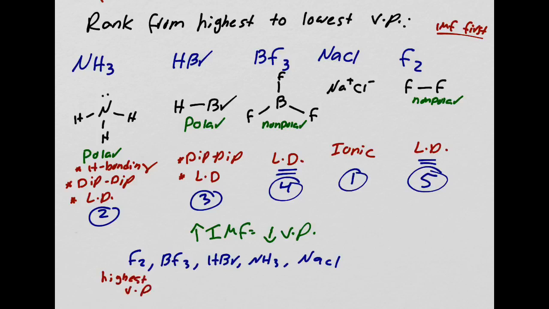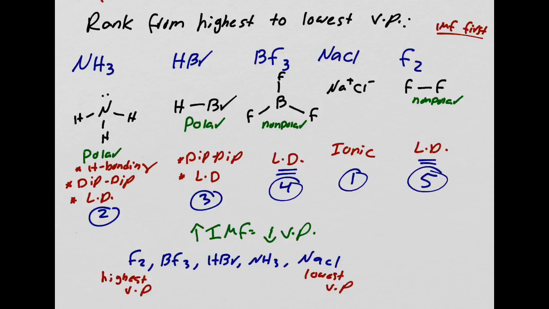vapor pressure to the lowest vapor pressure, because vapor pressure is the opposite of IMF. The highest IMF has the lowest vapor pressure, and the lowest IMF would have the higher vapor pressure. Okay, hopefully this was a good practice problem to talk about IMF again and the physical property. You can look at something and determine what kind of physical property it is going to have based on IMF. Is it going to have a high boiling point or low boiling point? That's pretty significant to be able to do.